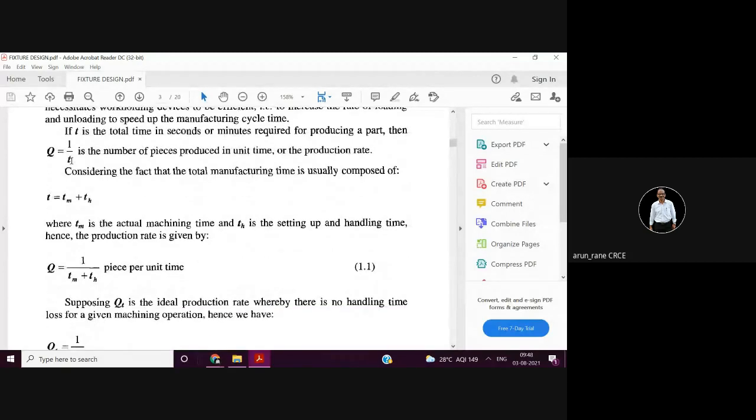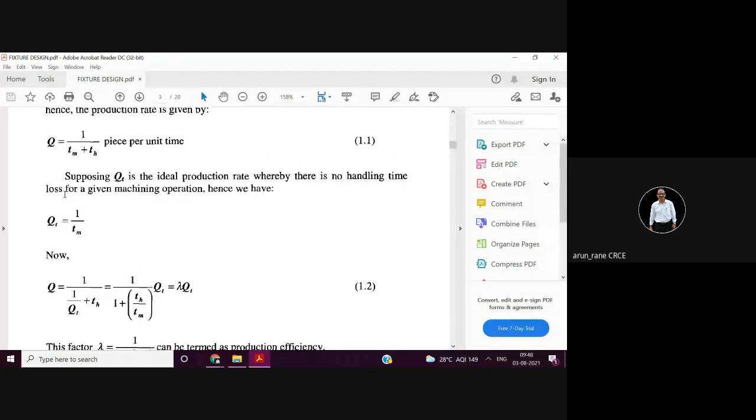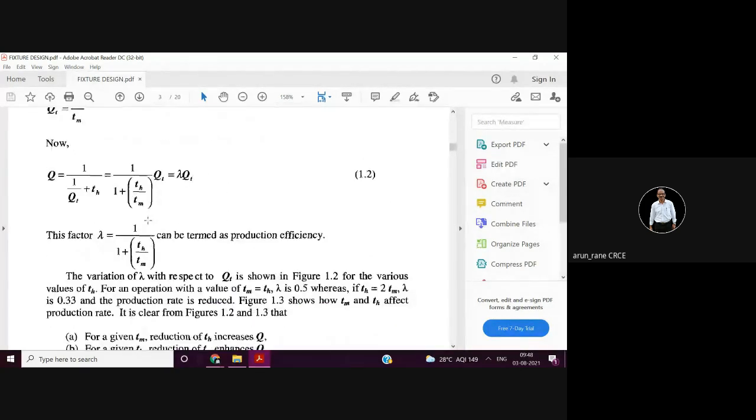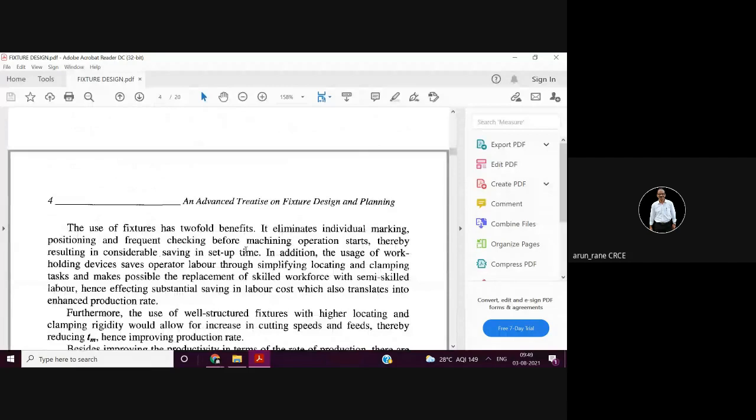So this is some calculation about the production rate, which, if you want, you can study. Otherwise, from examination point of view, it is not required. It's not there in the syllabus.